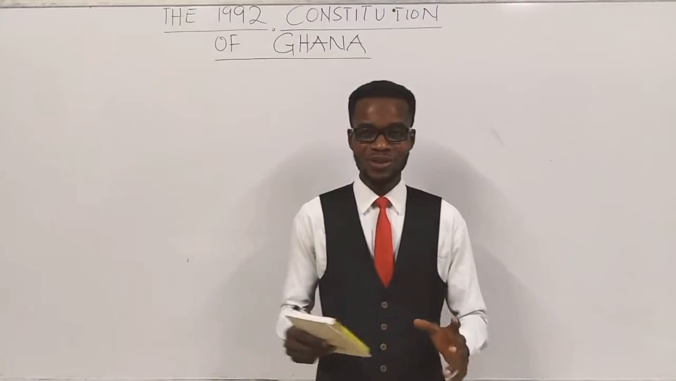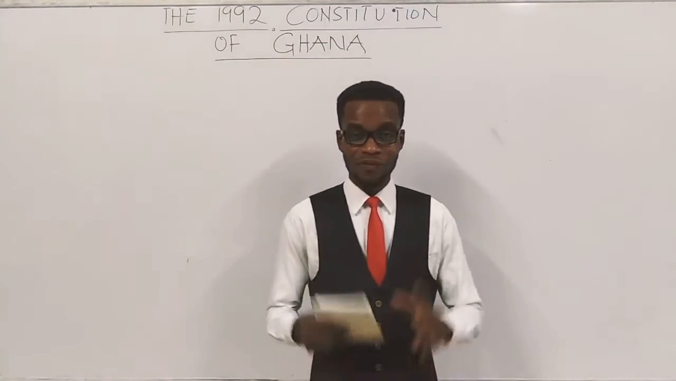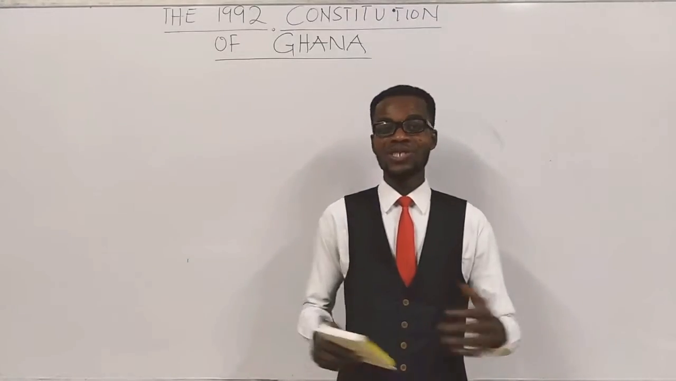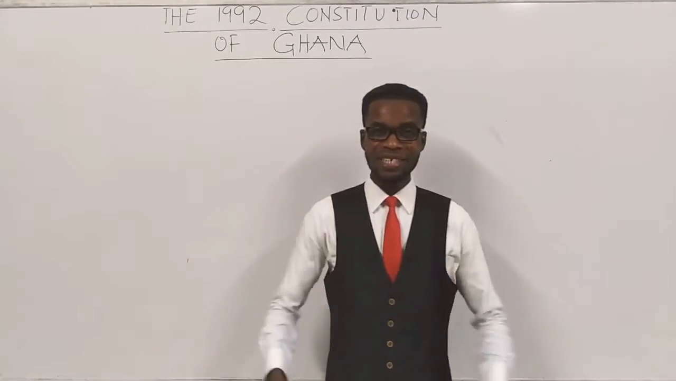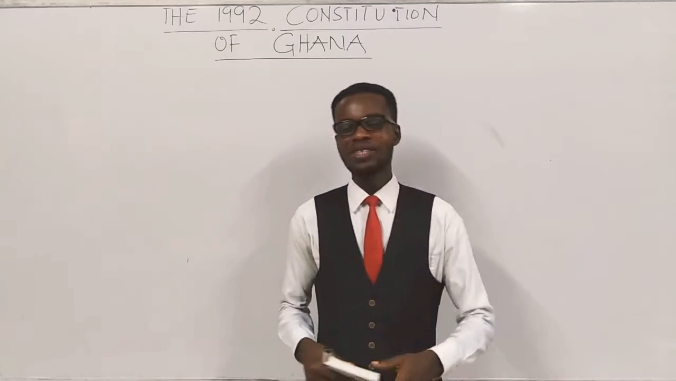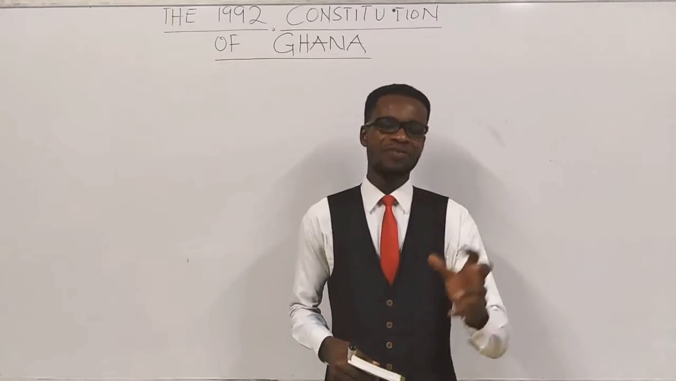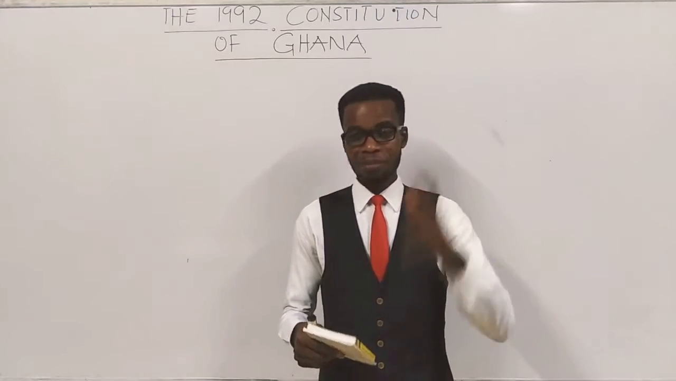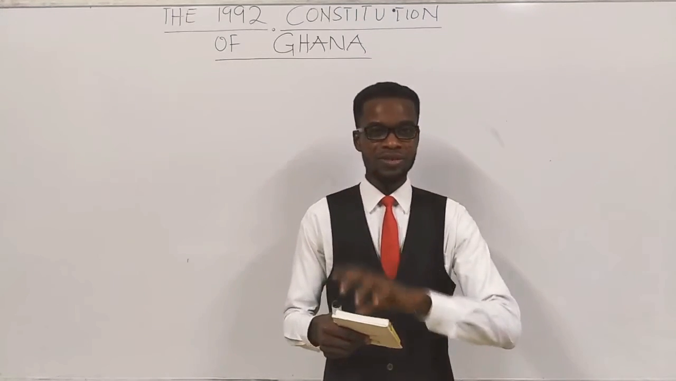So the 1992 Constitution has been adopted as the fourth Republican Constitution, and we'll be delving into how the Constitution was drawn, the steps taken in drawing the Constitution. So we'll go into the steps, but there is a brief history I'm going to give concerning the coming into force of this particular Constitution.